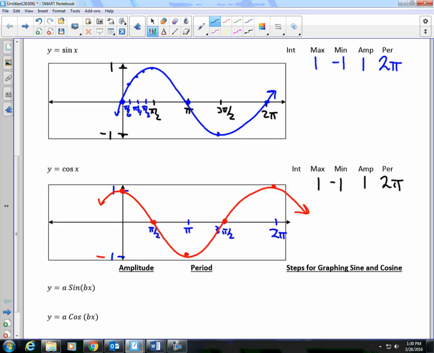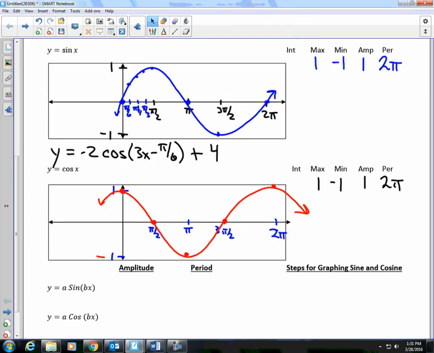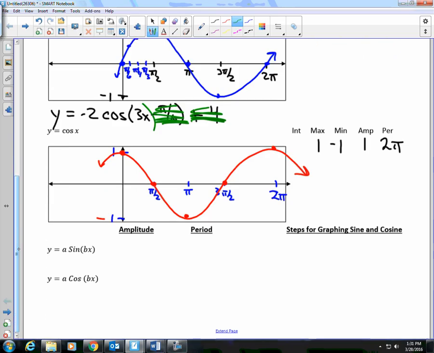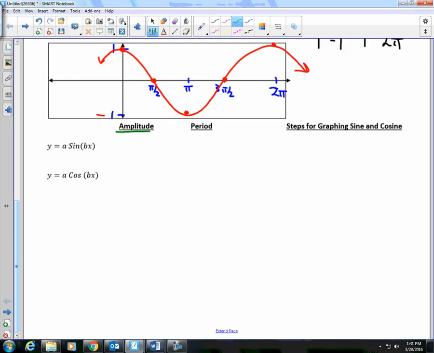We want to do 4 things with this. Eventually, we want to graph y equals -2 times the cosine of 3x minus pi over 6 plus 4. That looks pretty challenging, doesn't it? Today what we're going to do is we're not going to focus on the plus 4, and we're not going to focus on the minus pi over 6. We're simply going to focus on 2 transformations. And those transformations would be amplitude and period.